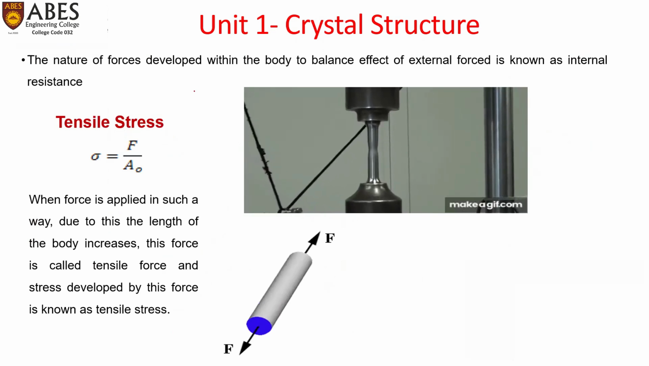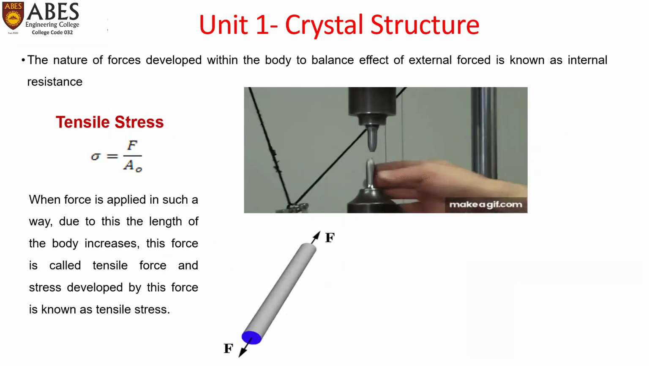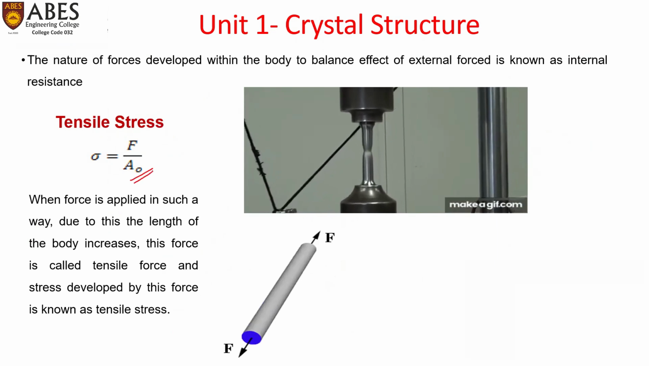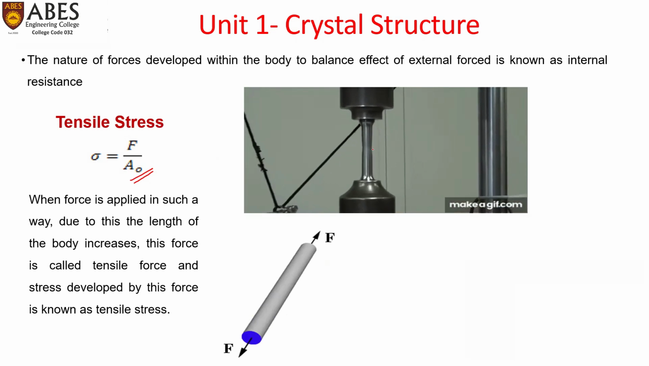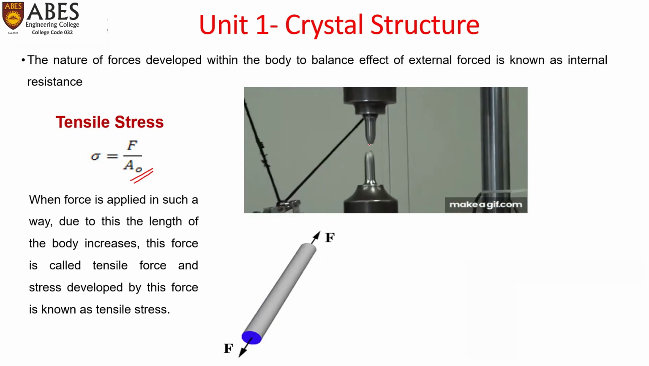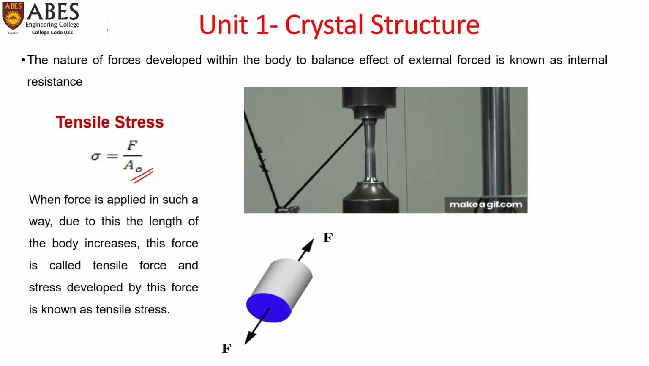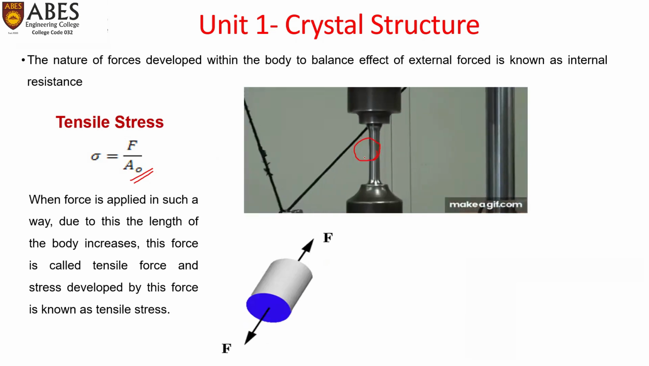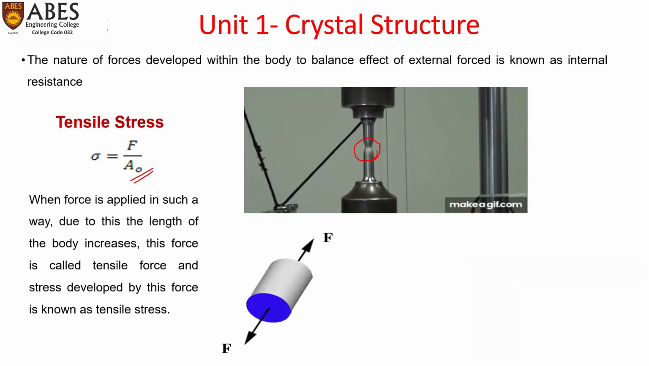The nature of forces developed within the body to balance the effect of external forces is known as internal resistance, that we already discussed, and tensile stress sigma equals F upon A naught. So when we apply tensile stress, we can see here on tensile loading, typically for mild steel or any object, there is breaking like this. The cup and cone formation will form, and there will be a neck formation. We'll discuss it subsequently. This is the typical tensile loading and failure.